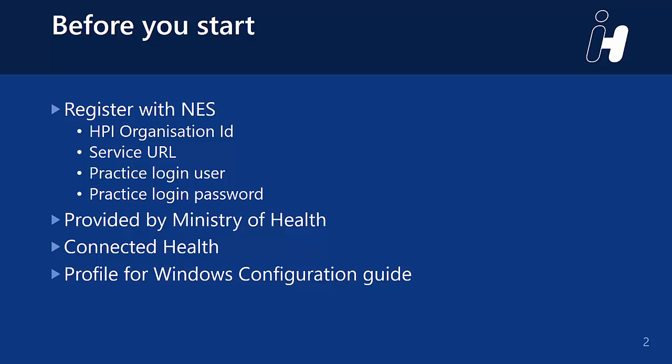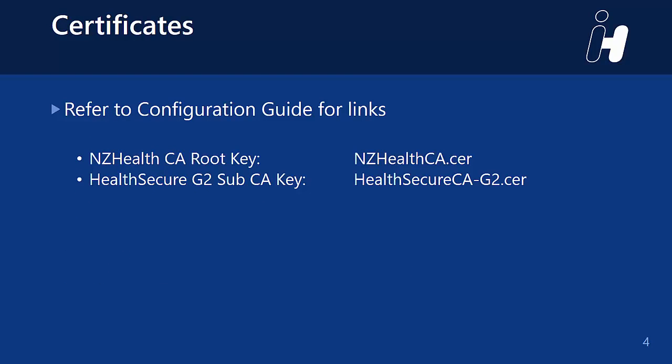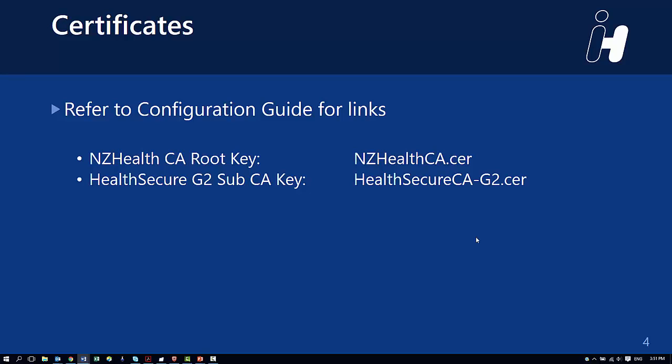You'll also need to ensure you have Connected Health installed. Alongside this tutorial, there is a configuration guide document. Both are broken down into the same sections and should be used in conjunction with each other to carry out the configuration of Profile. The other thing that you'll need to do before you go into Profile is make sure that your certificates are up to date. The links to set them up and also to check that they are valid are within the configuration guide that you've been provided. I'm going to switch to Profile now and we'll start the configuration.